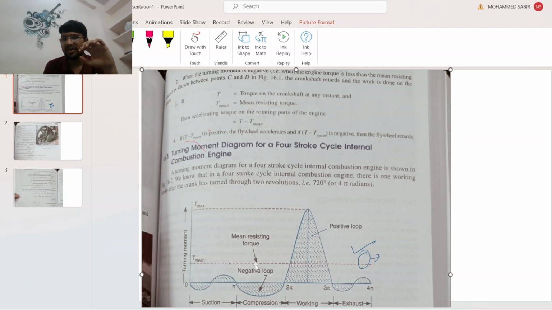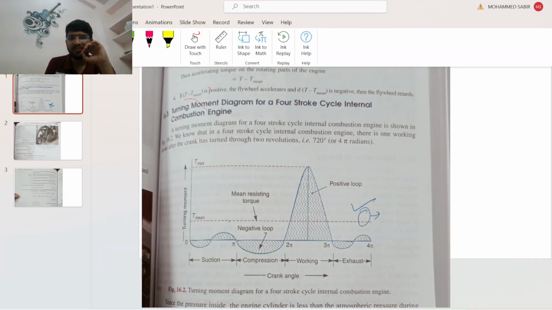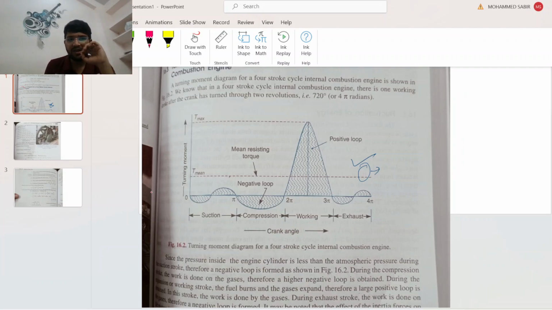It is represented by T mean. And this is the torque which is generated by thermal energy, generated by an engine on a crankshaft. It changes sinusoidally with theta.